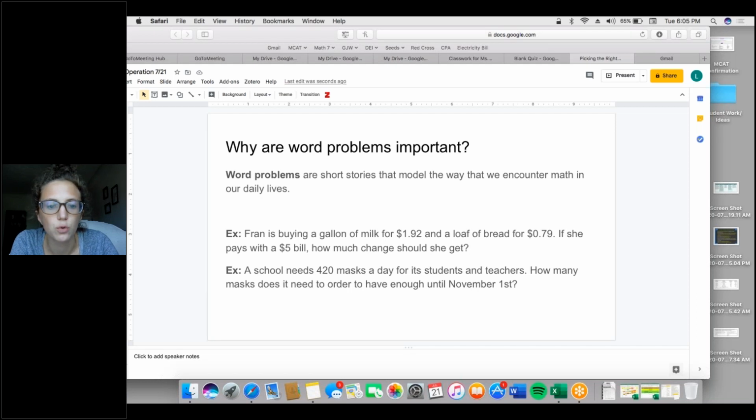The second one says a school needs 420 masks a day for its students and teachers. How many masks does it need in order to have enough until November 1st? So again, these are problems that involve numbers that we encounter in normal life, and those are word problems. Sometimes it's confusing because it doesn't look like a normal math problem, but just like normal math problems, there are ways to simplify them so we can solve them.